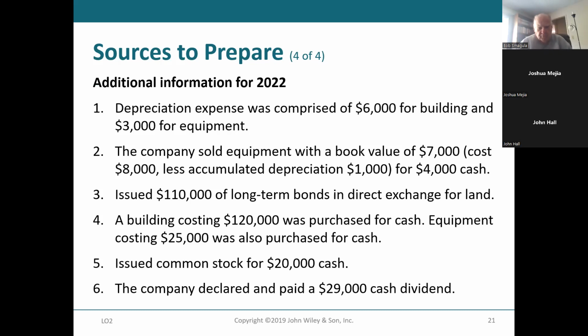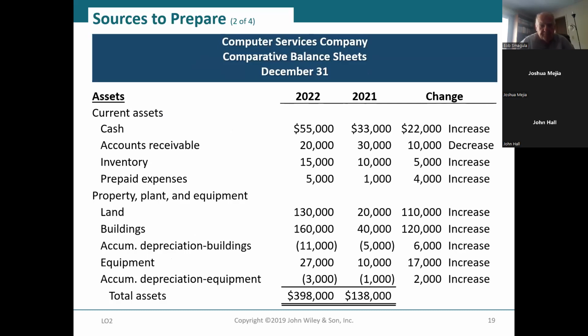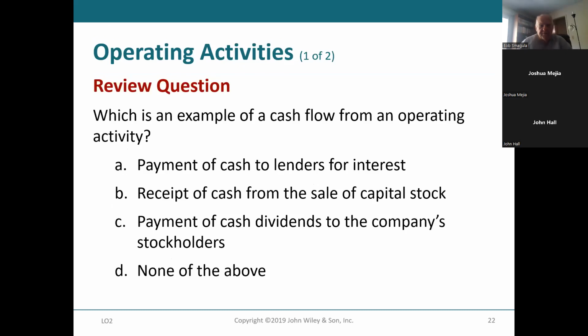You have to have direct, specific information about each item, unlike the current assets that we just looked at with this balance sheet here. What is an example of cash flow from operating?